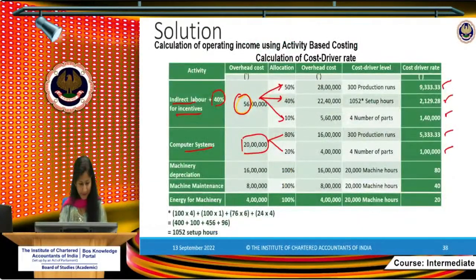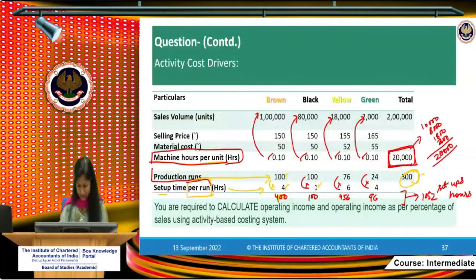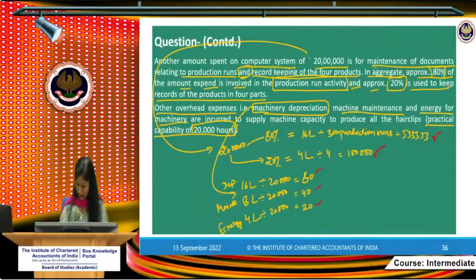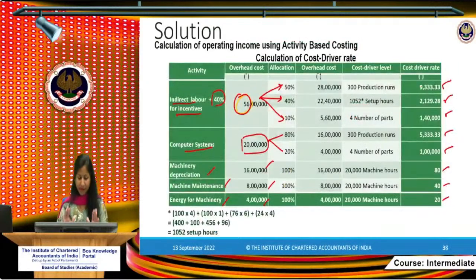Next, depreciation 16 lakh, maintenance 8 lakh, energy 4 lakh, and the rates we have are 80, 40 and 20. Have we calculated this correctly? 80, 40, 20? Yes, correct. So up to this, we are through.